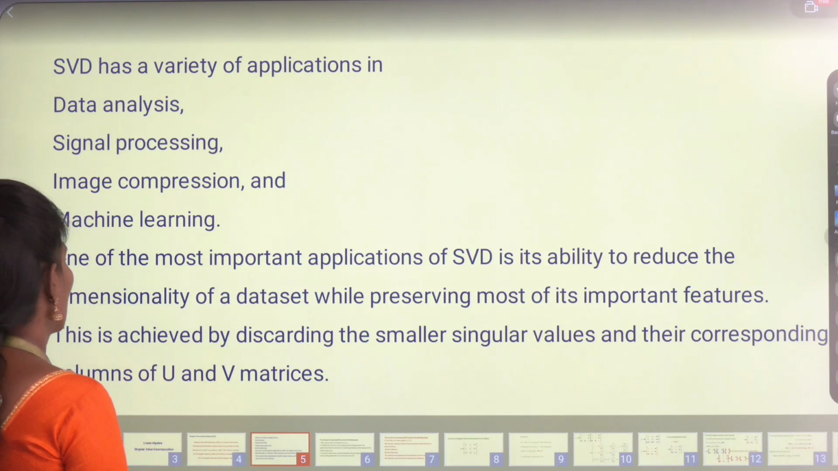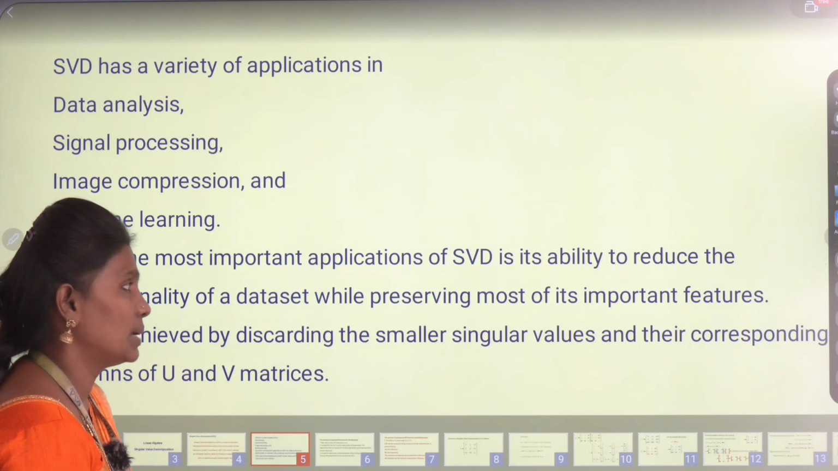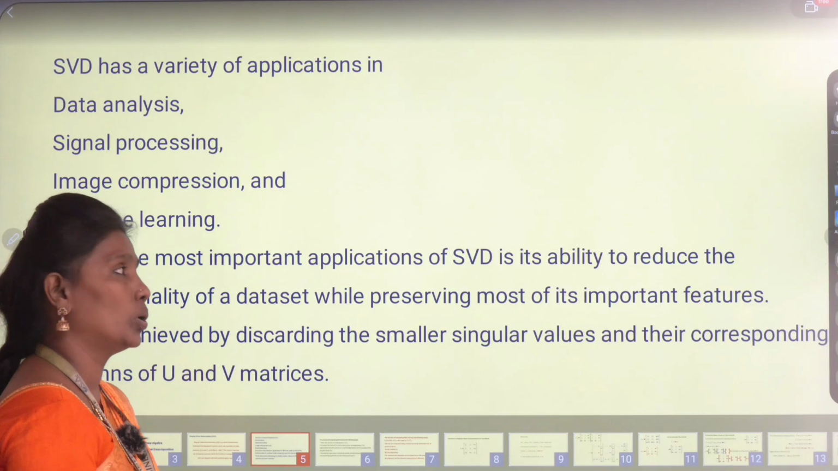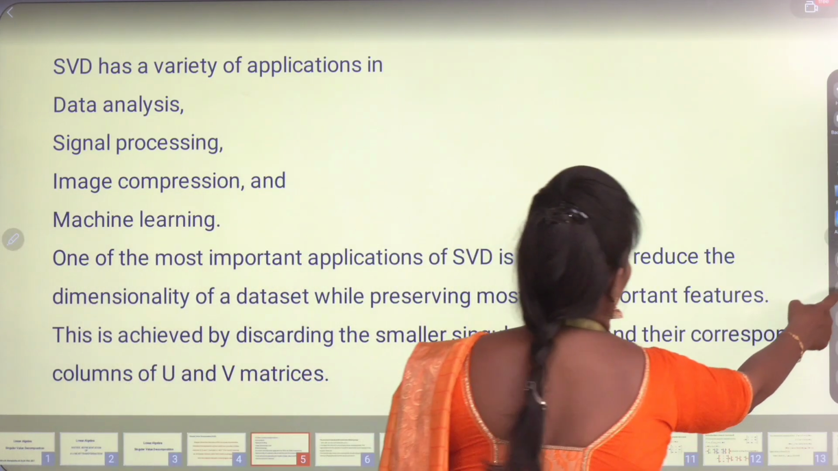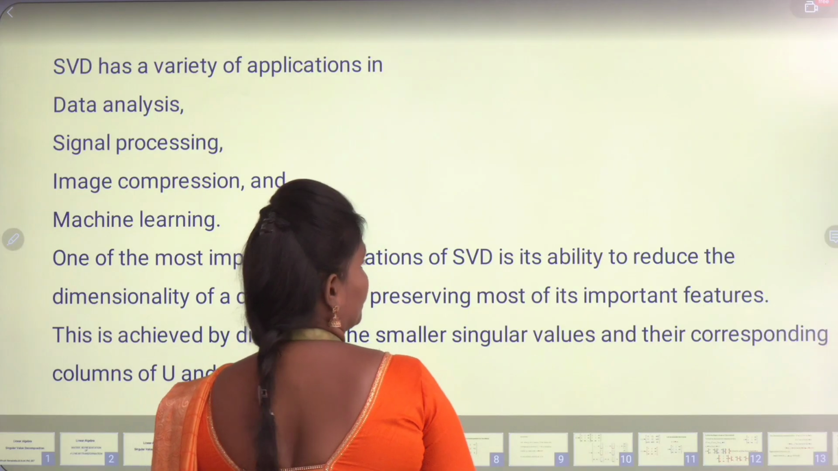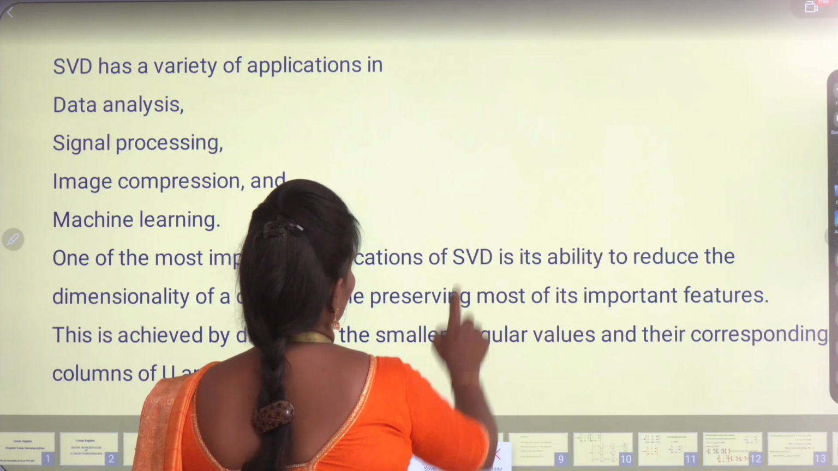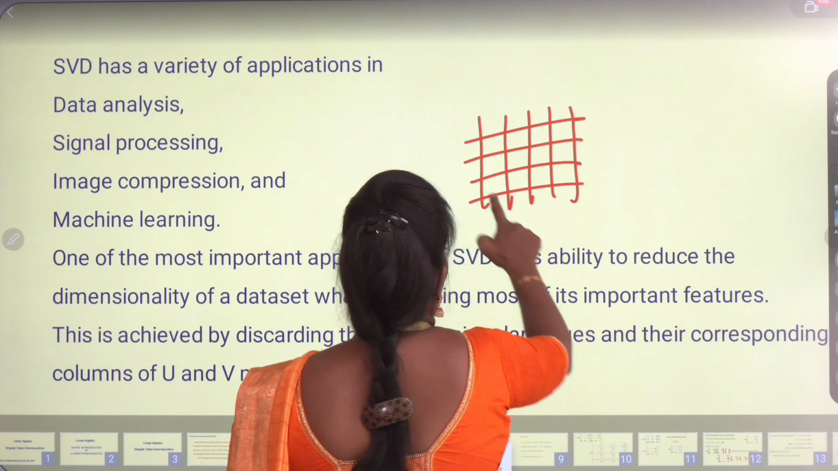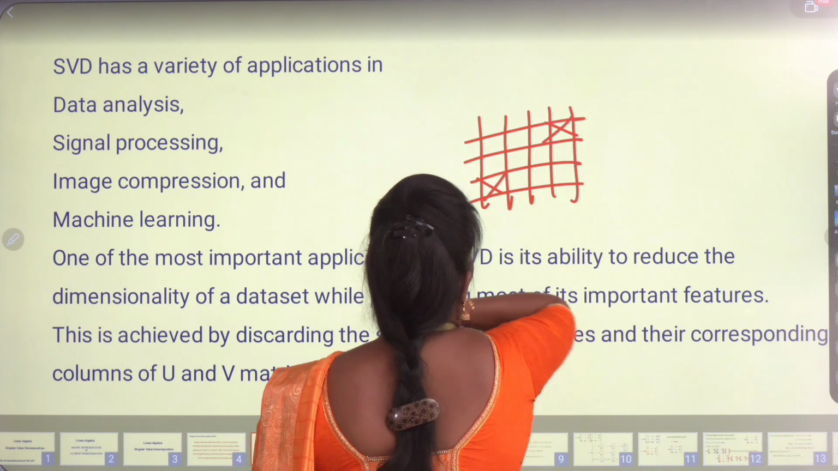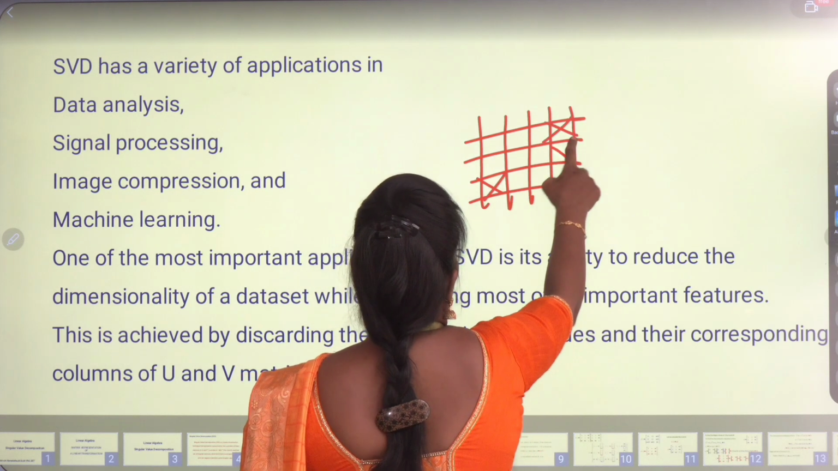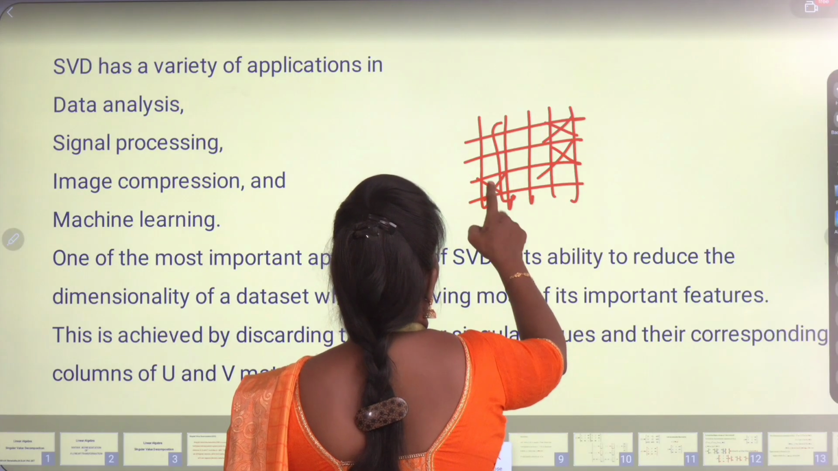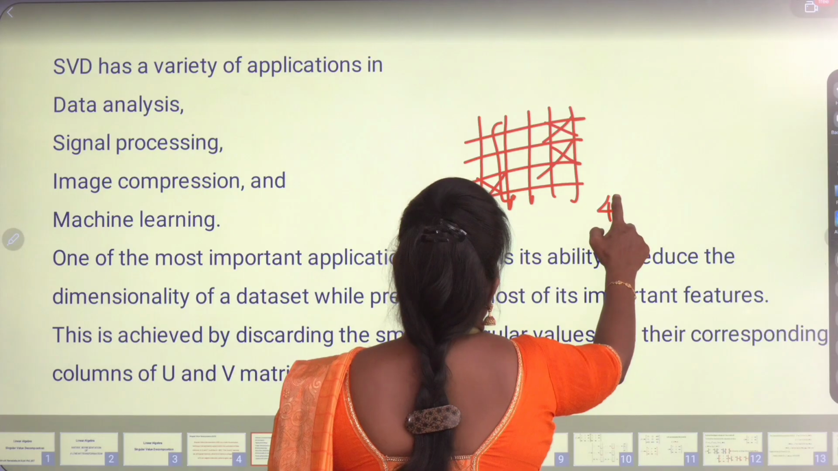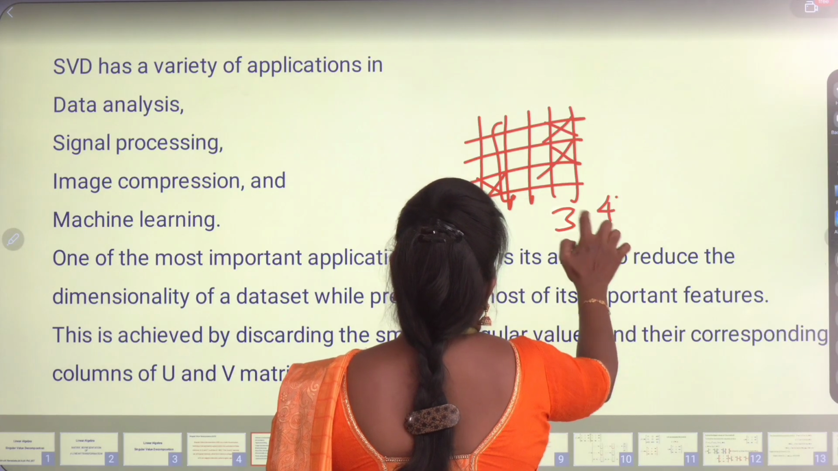Initially I explained that one of the most important applications of SVD is the ability to reduce the dimension. What is a dimension? The part you don't want, like the gray line, or the green line. Is it correct or not? Suppose I don't want this part. The dimension is then 1, 2, 3, 4 by 1, 2, 3, that is 3 cross 4. Is it correct or not?